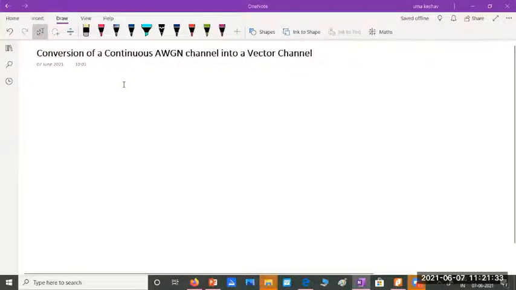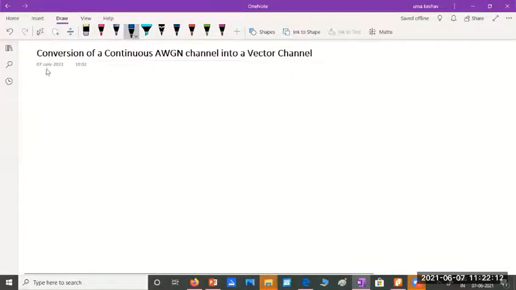After our analysis of this Gram-Schmidt orthogonalization procedure, and also after finding the relationship between the length of the vector and the signal energy, we also solved a few problems based on that. Now, let's move on to the next topic, that is conversion of a continuous AWGN, additive white Gaussian noise channel, into a vector channel. So how to convert this channel, the channel between the transmitter and receiver?